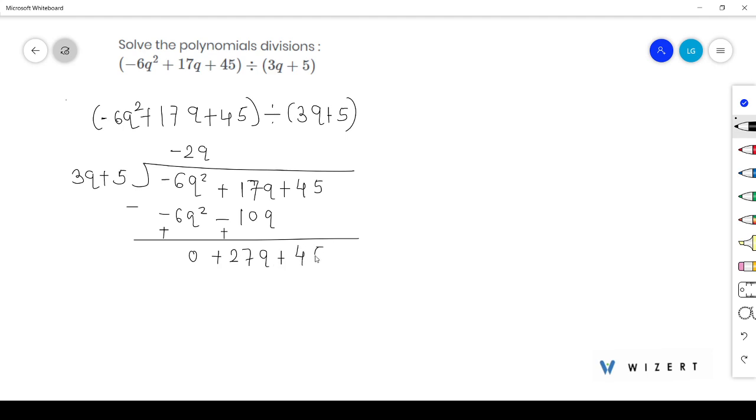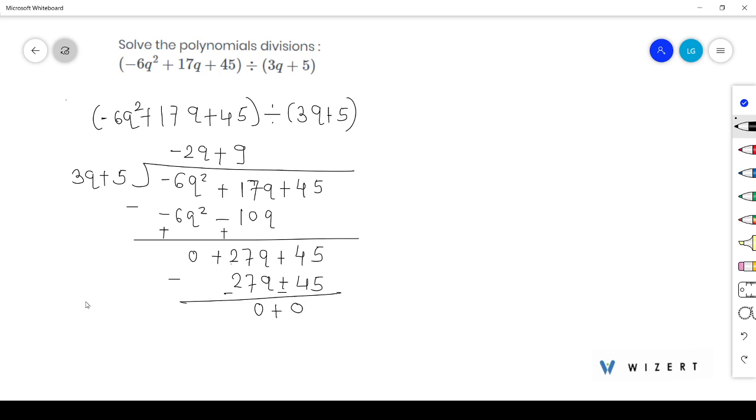Move this 45 down. Now to get a 27q, we need to multiply 3q by 9. So take a 9 here. 9 into 3q is 27q. Okay. Then 9 into 5 is 45. Do that subtraction, so that signs will change. 27q minus 27q is 0. Plus 45 minus 45 is 0.